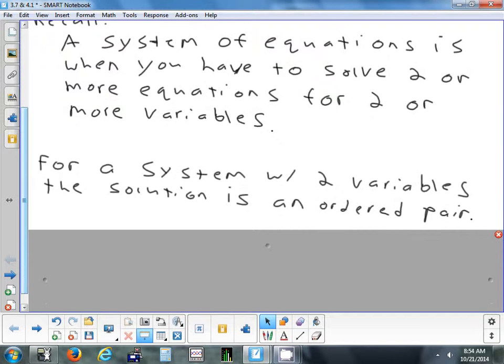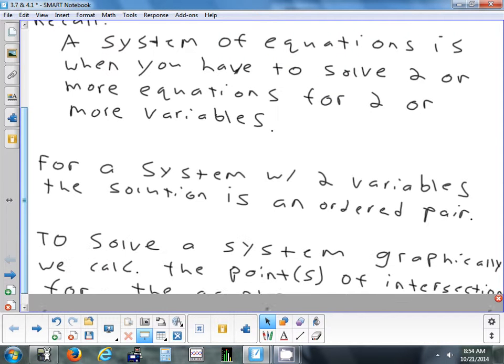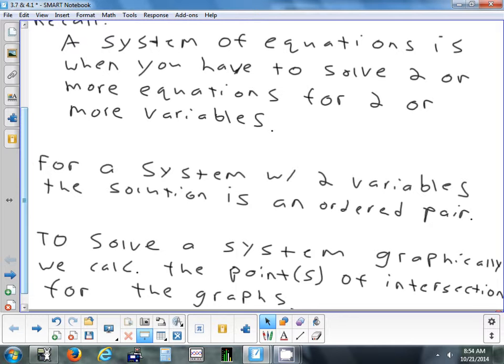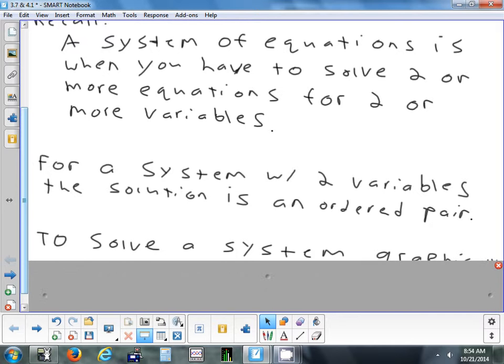When you write the solution, we generally write it as an ordered pair. So there's an x and a y value. Once you find the x value, don't forget to go back and find the y value. So the idea is if you're solving a system graphically, you're graphing an equation, you're graphing another equation, and you're trying to find a point that's on both equations.